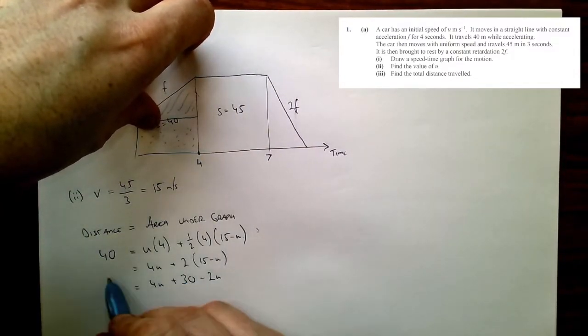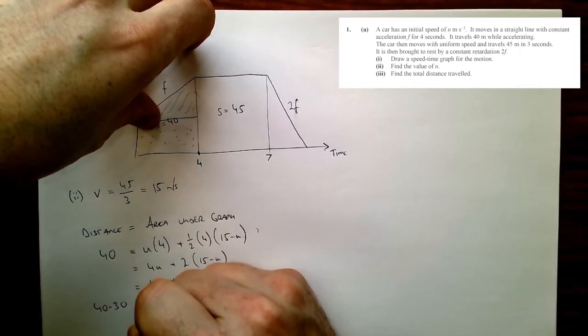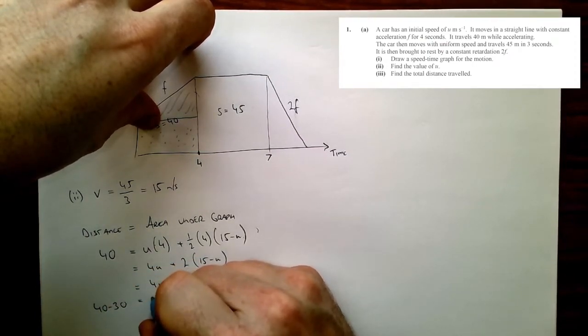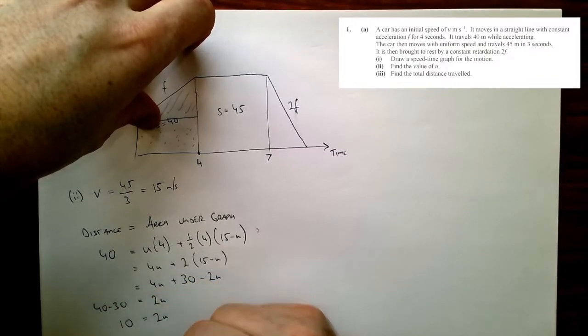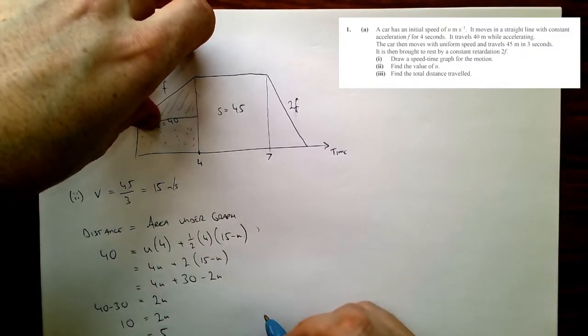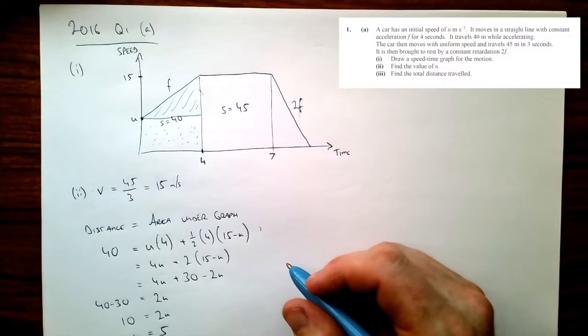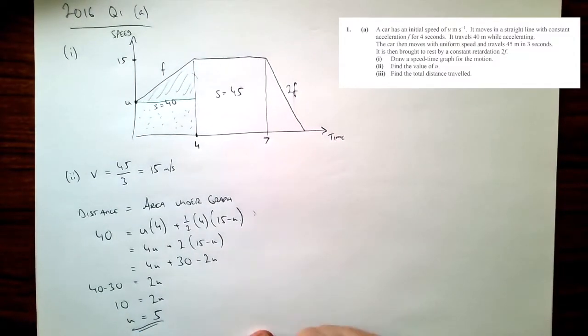Now at this stage we'll bring the 30 over here. So that's 40 minus 30 equals 2u. 10 equals 2u. And u equals 5. All right, there's part 2.